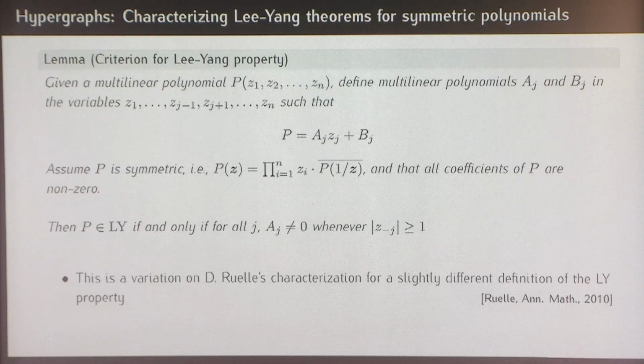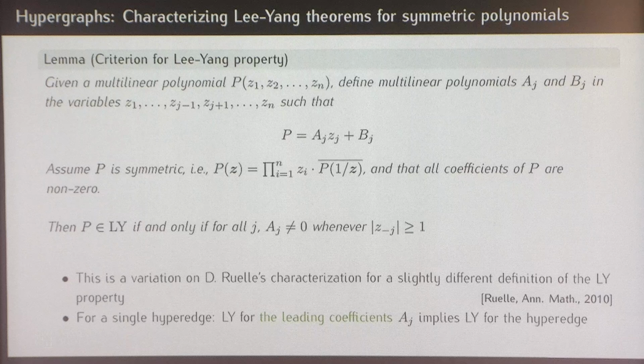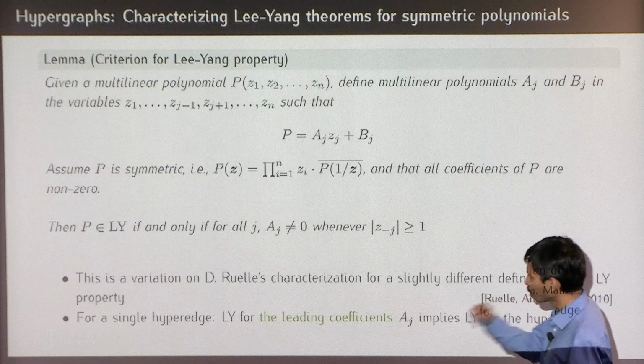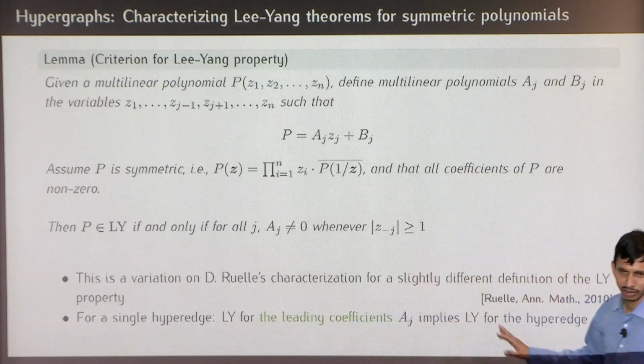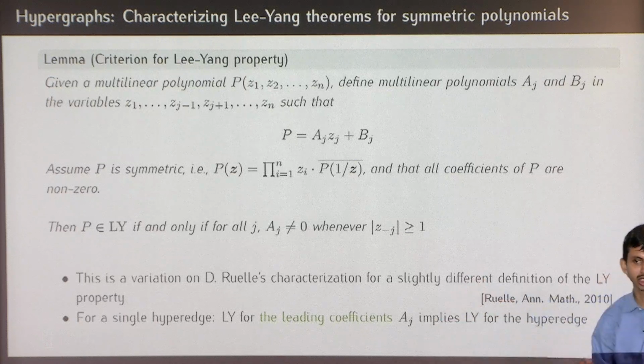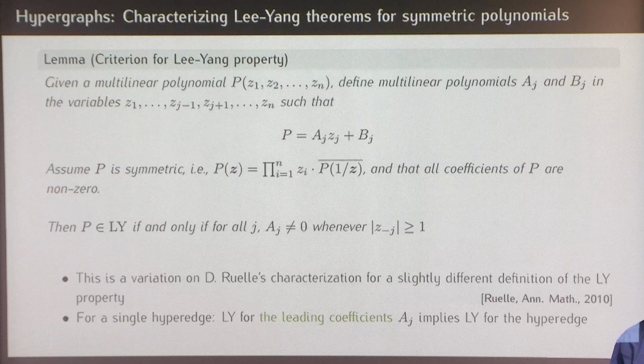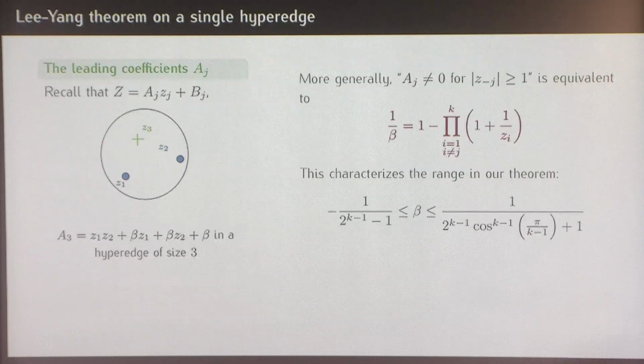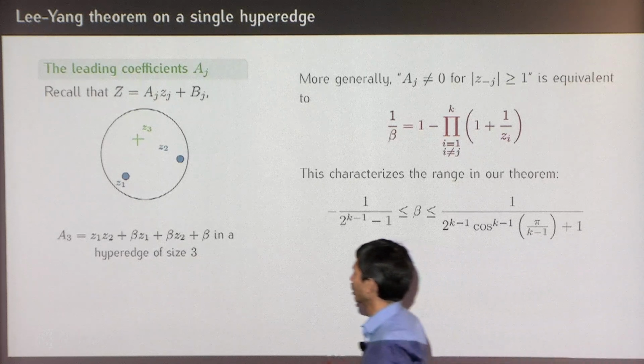So basically what this tells you for a single hyperedge, for example, is that it's okay to just prove that the Lee-Yang property is true for A_J, or something like the Lee-Yang property, which is a slightly stronger version of it. For the leading coefficients, the coefficients that you get for each vertex, you just need to prove it for them, and then you get the Lee-Yang theorem for the whole hyperedge as well. So now we have to look at what the leading coefficients of the single hyperedge look like, and prove the stronger Lee-Yang property for that. One can just do this explicitly again.